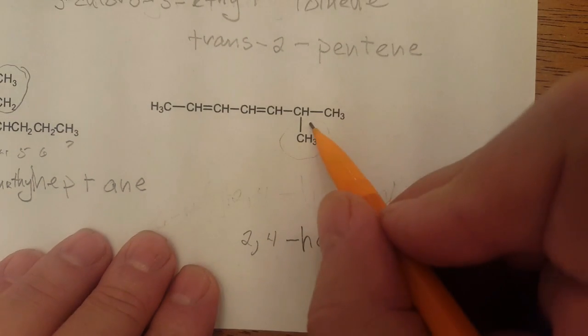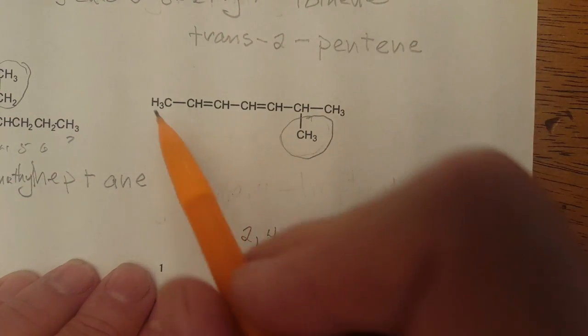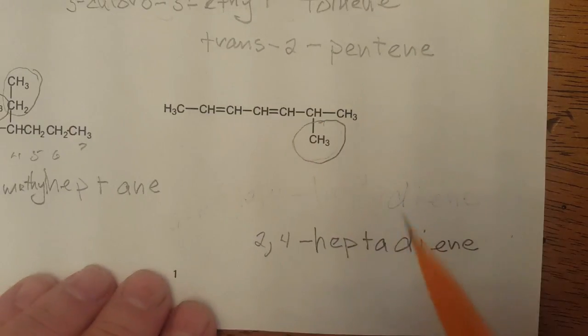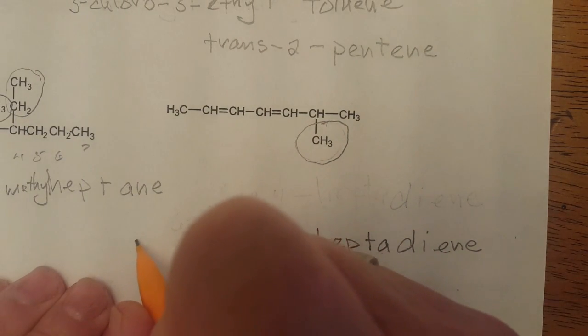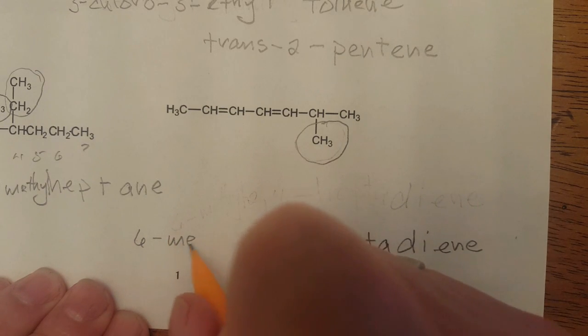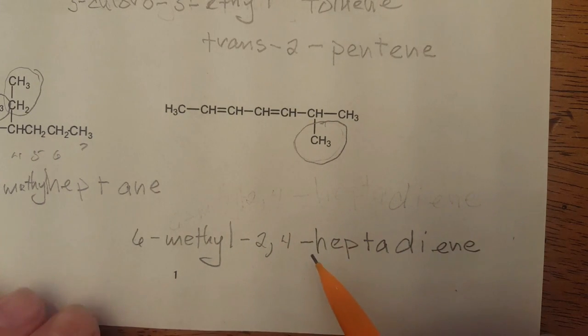Now, there's a substituent group. And if we count in this direction, that's number 1, 2, 3, 4, 5, 6, and it's a methyl. So that's going to be 6-methyl dash 2,4 dash heptadiene.